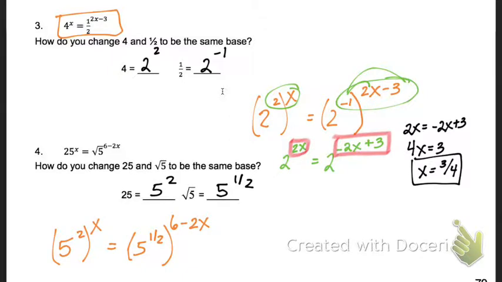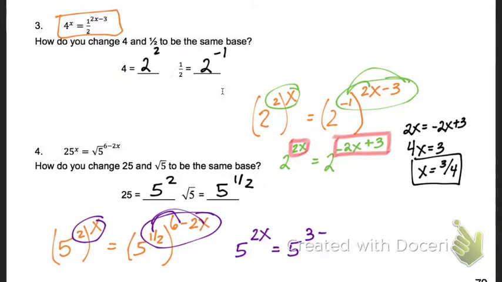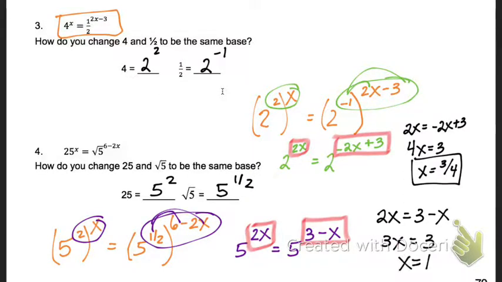Now, like I said, if you want, you can skip this step and just go straight to writing it after the multiplication. But I sometimes write it as 2 steps just to make sure that I don't make a mistake. So I multiply. So 5 to the 2x equals, I'm going to distribute the 1/2, 5 to the 3 minus x. Then I set my exponents equal to each other. So 2x equals 3 minus x. So x equals 1.